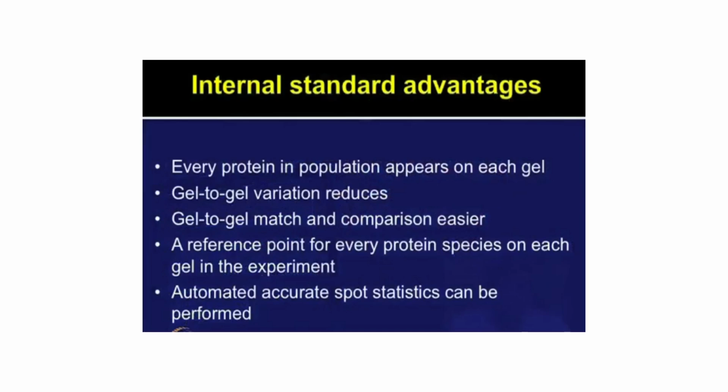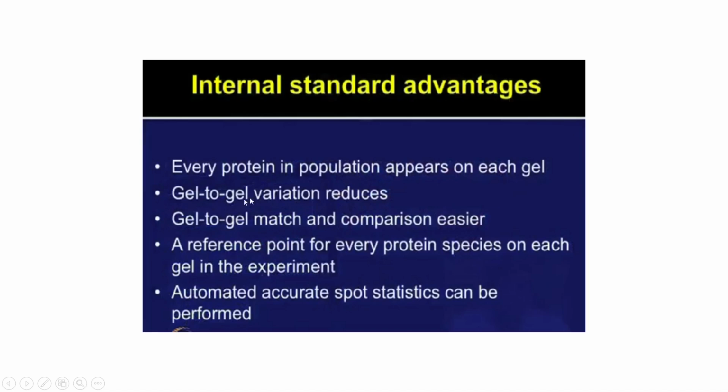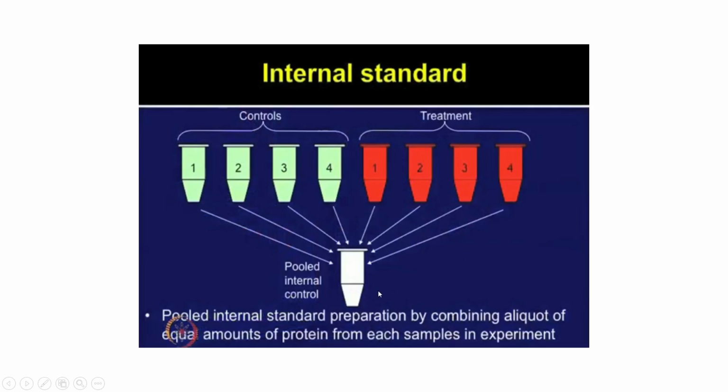And there are certain internal standard advantages. I already told one of the advantages here, but just to note down a few of them. Every protein in the population appears on each gel. So if there is an internal standard, all these proteins will appear, right? Gel to gel variation reduces because of this, and gel to gel matching and comparison becomes much easier because we have an internal standard.